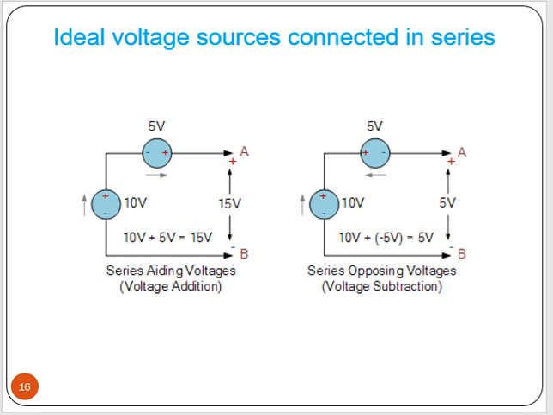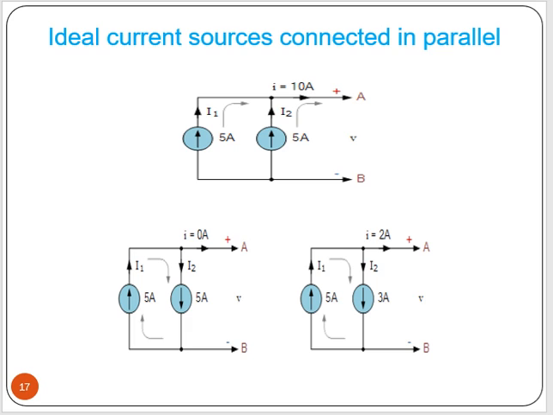So this kind of thing you have to do in circuit analysis. Okay, so in series connection, what happens? Voltage is either added or subtracted. Okay. So addition of voltage is done in series.